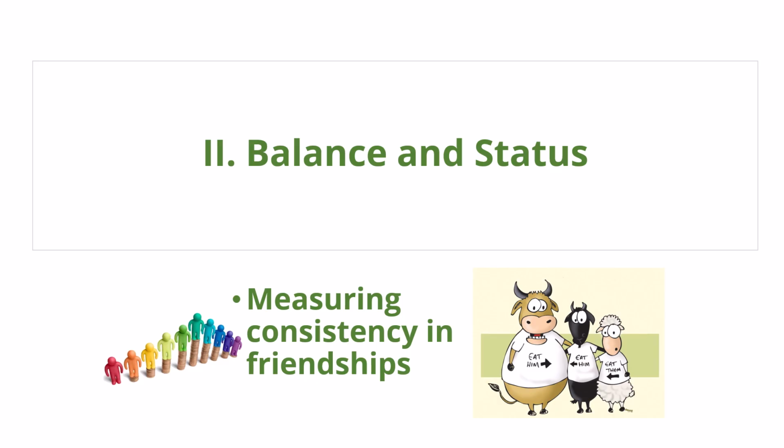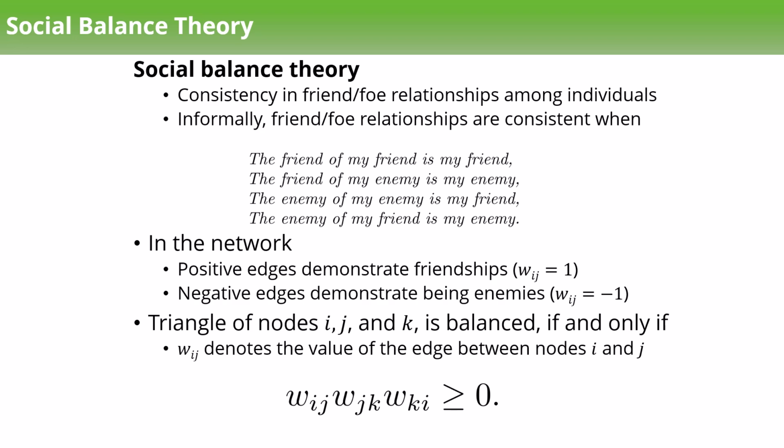So, in this session, we will learn how to identify whether relationships in a network are balanced or unbalanced, how people assign status, and finally, how we determine whether two nodes are similar. So, that is the social balance theory. For example, let us start with the social balance theory. The basic idea is very simple. People prefer relationships that are socially consistent.